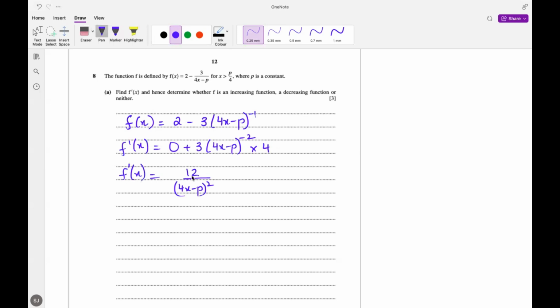Now, as we have positive 12 in the numerator and 4x minus p whole squared, it will always be positive for all the values of x. So we write it as: 4x minus p whole squared is always positive for all values of x. This means that f dash of x is always greater than 0, so f is an increasing function.